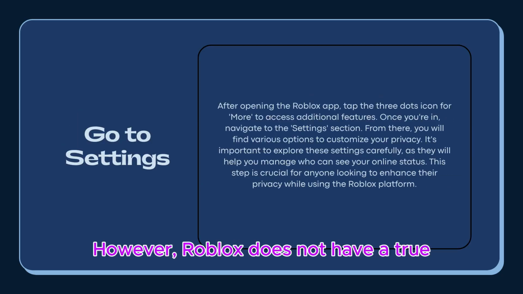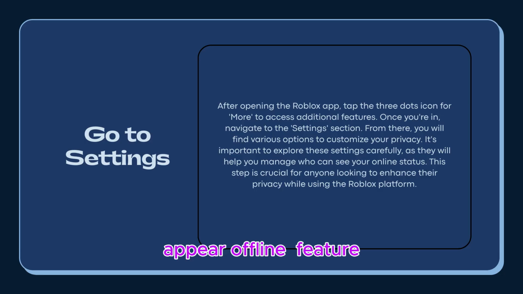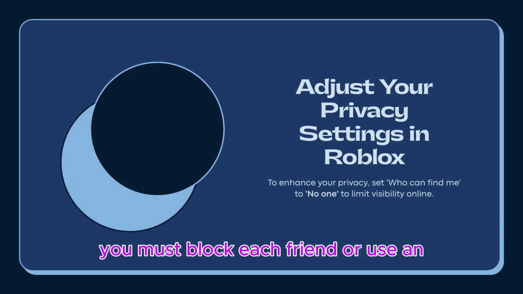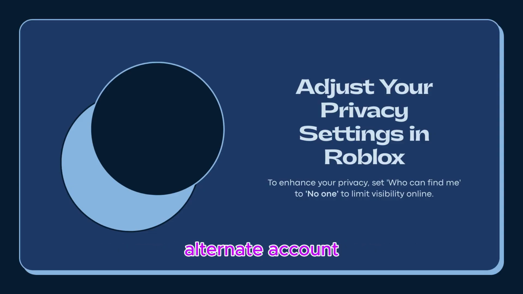However, Roblox does not have a true appear offline feature. Friends on your friends list may still see your online status. To be completely invisible, you must block each friend or use an alternate account.